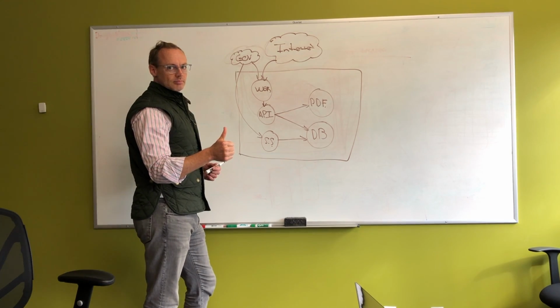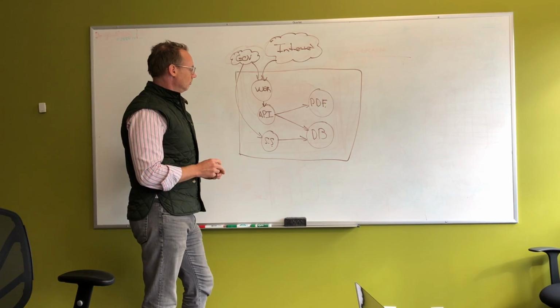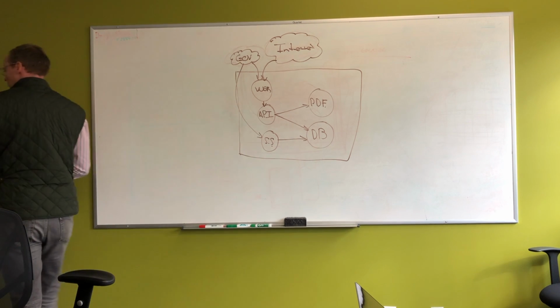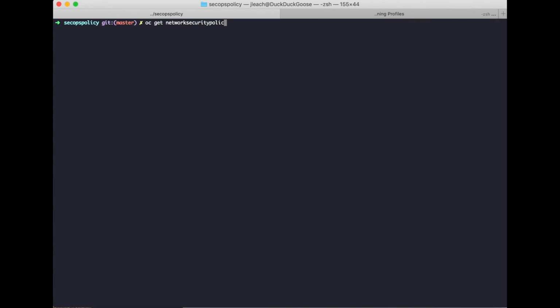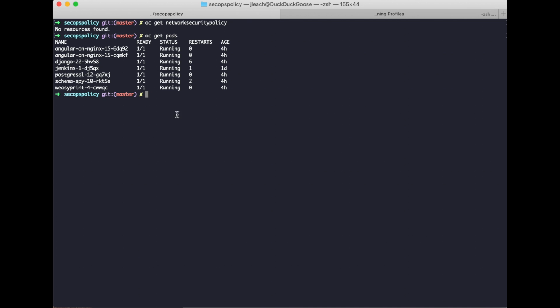You ready for a demo? The first thing I'm going to do is check to make sure we don't have any network security policy. We don't. Great. The next thing I'm going to do is grab a pod. This one's Django. It's our API server. And I'm going to go to it.